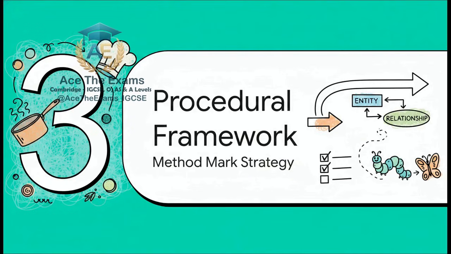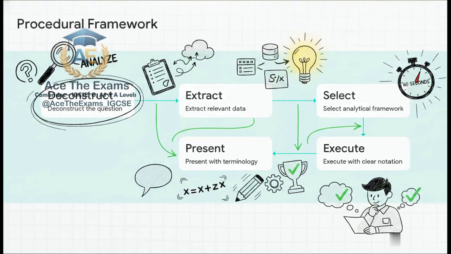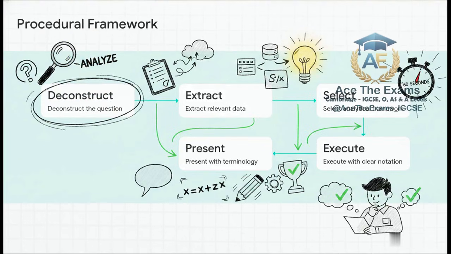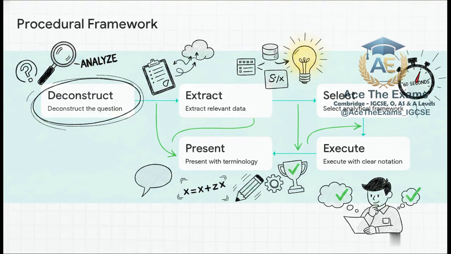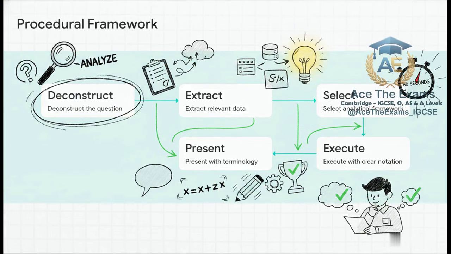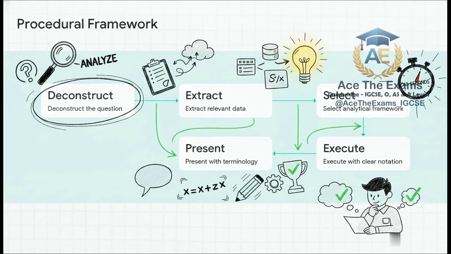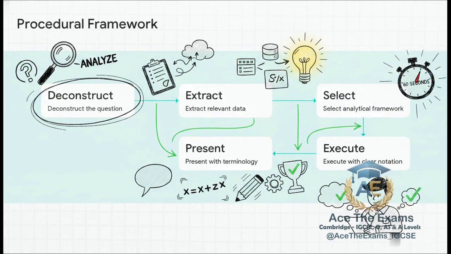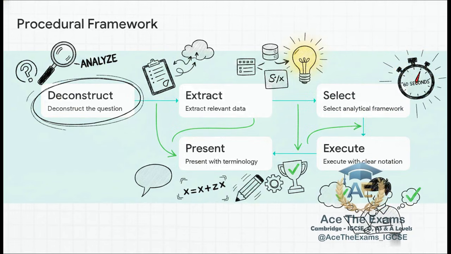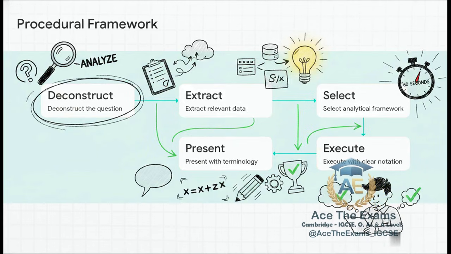Let's move to section 3, the procedural framework and the incredible power of the method mark strategy. Knowing the theory is just having a fully stocked pantry. The procedural framework is your actual real-time cooking technique in the exam hall. This is where we leverage the method mark strategy. Look, in complex, multi-part database questions, examiners are actively looking to award points for your process, not just your final answer. If you can demonstrate a structured methodology for identifying entities and relationships, even if your final entity relationship diagram has a minor flaw, you can still secure the vast majority of the marks.